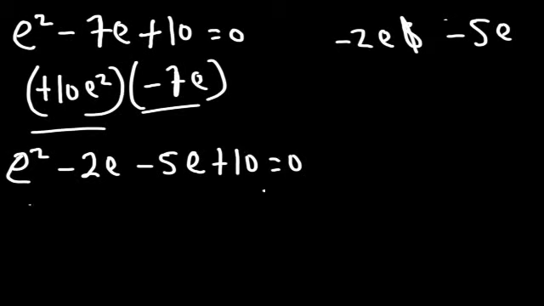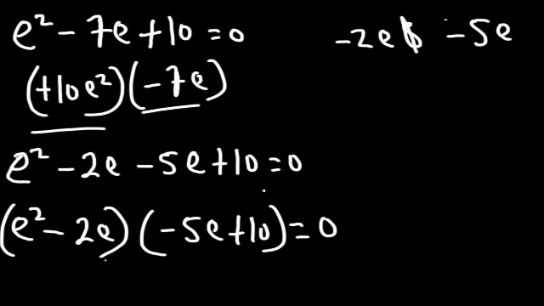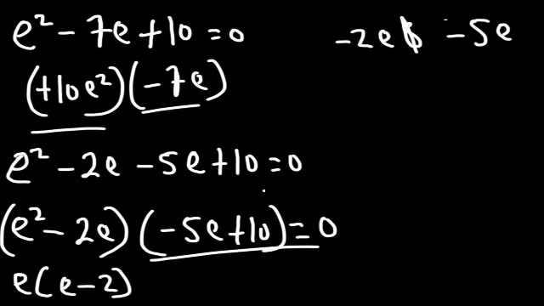So at this point, I want to group them in pairs. So I should have e squared minus 2e in parentheses, and then minus 5e plus 10 in parentheses, equals 0. Now you can just factorize whatever is common. For this part, e is common. Bringing e out, I am left with e minus 2. What about this part? Minus 5 is common. Bringing it out, I should be left with e minus 2.